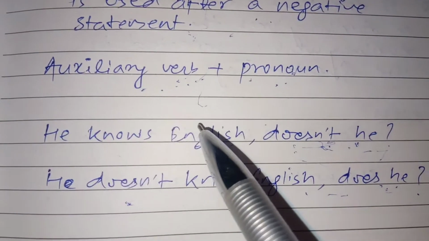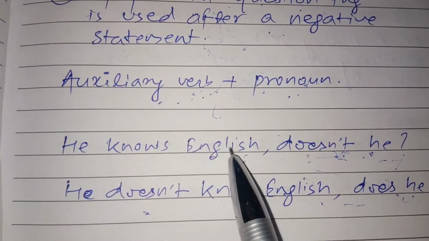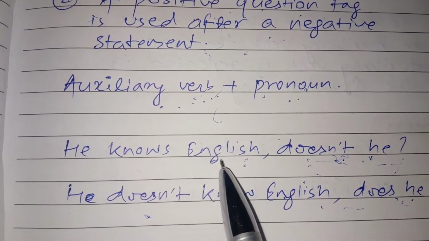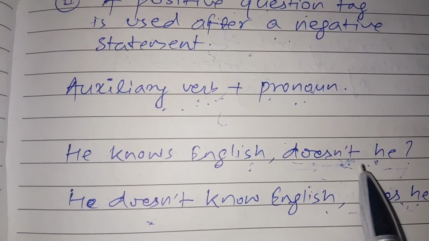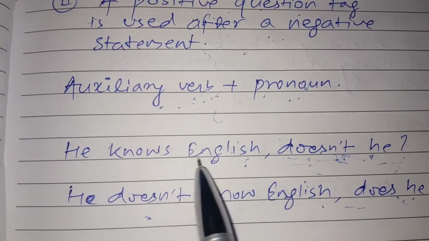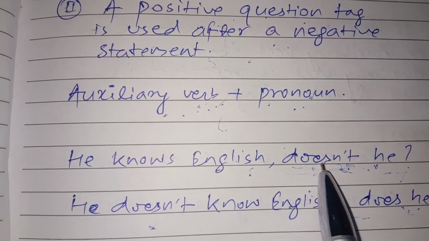Okay, here are some examples given. Just have a look at them. He knows English, doesn't he? He knows English. This is a statement part, and this is a question tag. He knows English is a statement part, and this is positive one. So the question tag is negative.